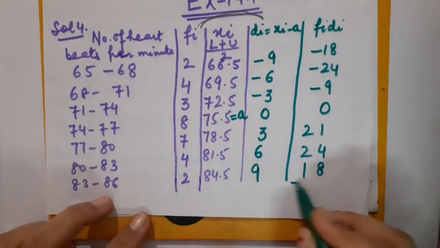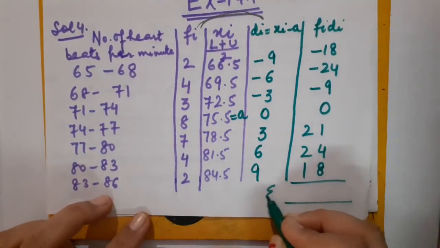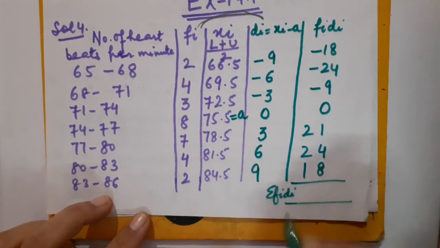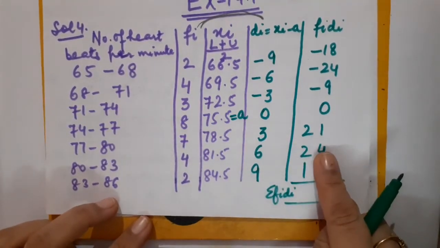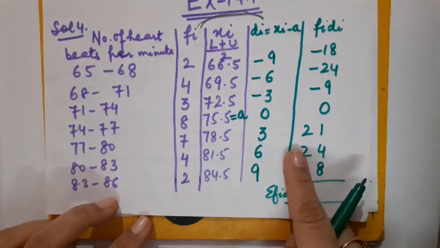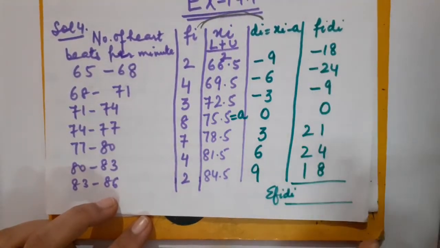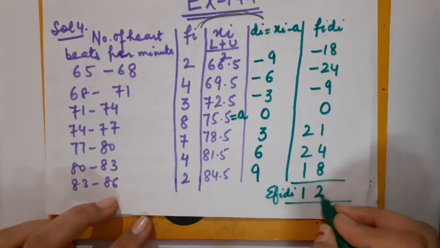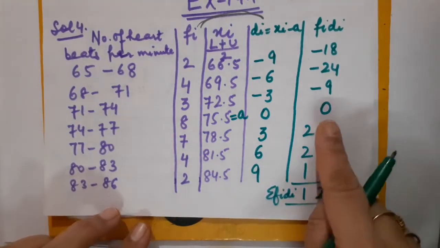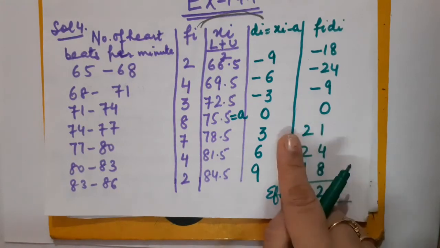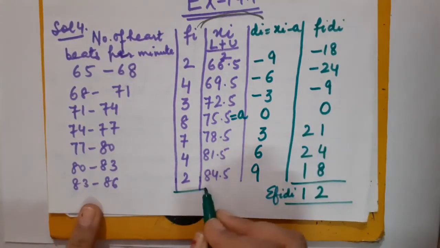So let us calculate the summation of Fi di. This is sigma Fi di. This is positive 24, negative 24 cancelled. Positive 18, negative 18 cancelled. 21 minus 9 will give you 12 with the positive sign because 21 is greater, okay, and having positive value. This is a positive value.